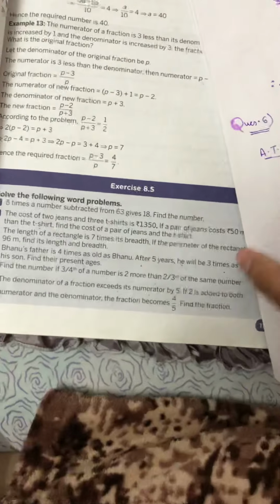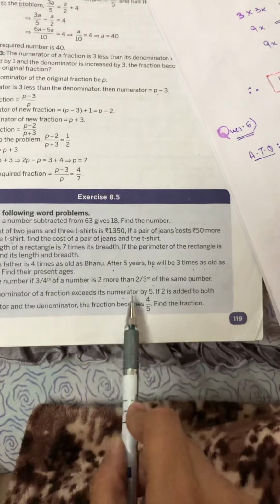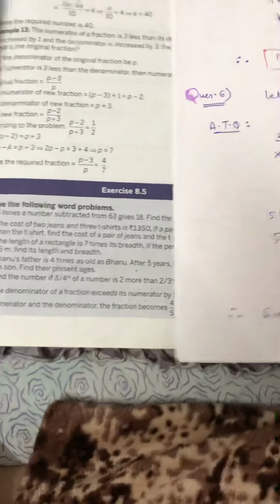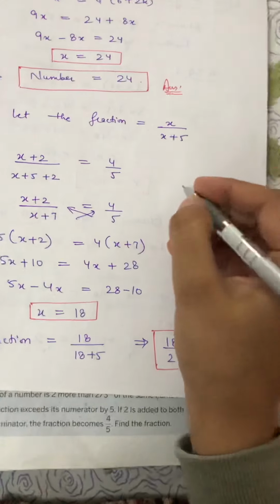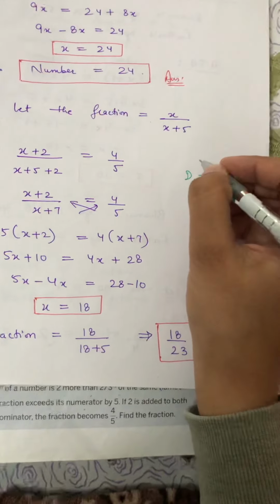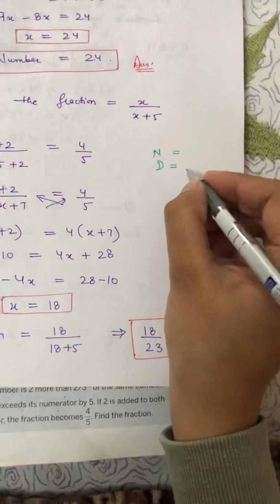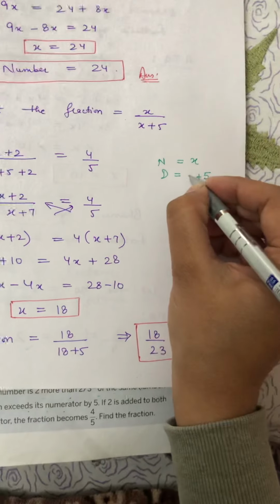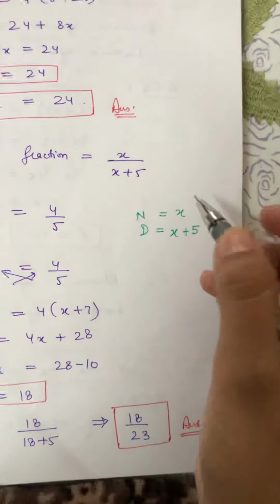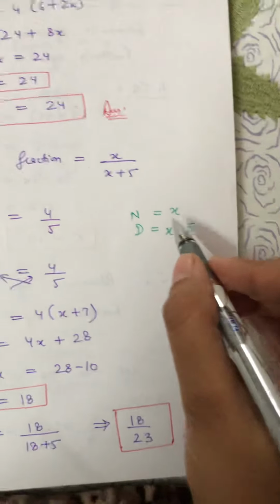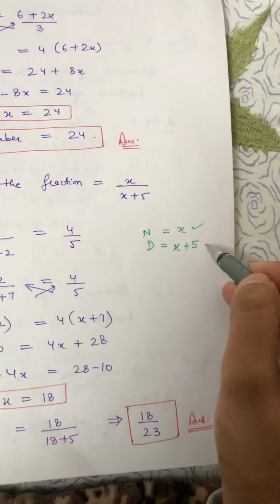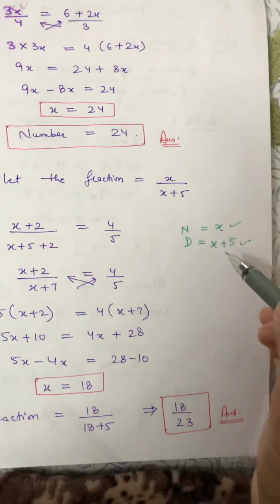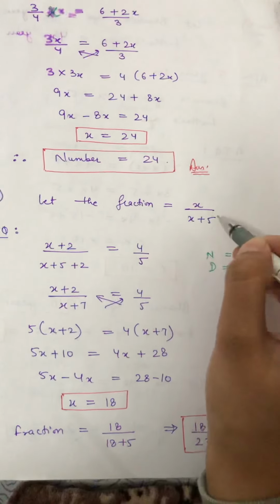So the last question is: the denominator of a fraction exceeds its numerator by 5. If 2 is added, this we'll do later. First of all, they are saying that denominator is 5 more than numerator. Let's suppose numerator is x and denominator will be x plus 5. Fraction is numerator upon denominator, so fraction will be x upon x plus 5.